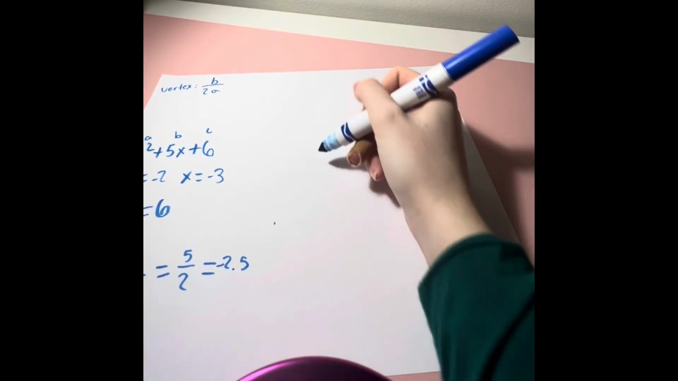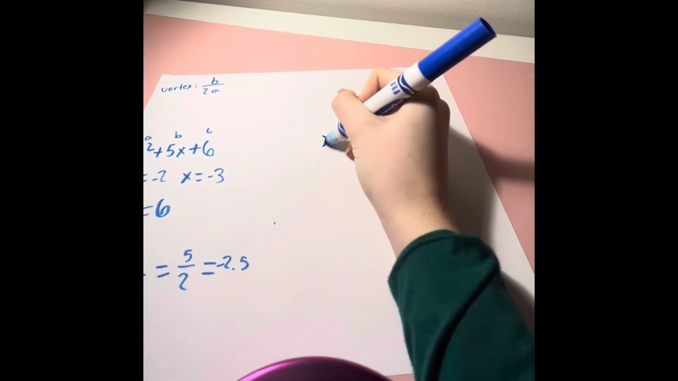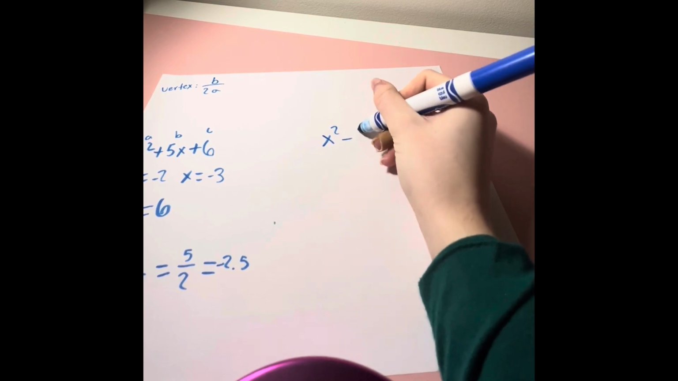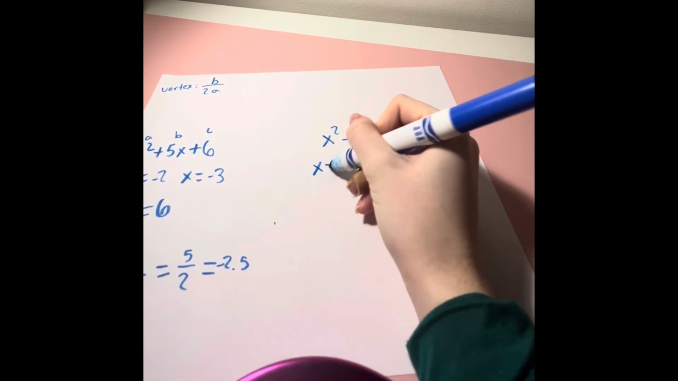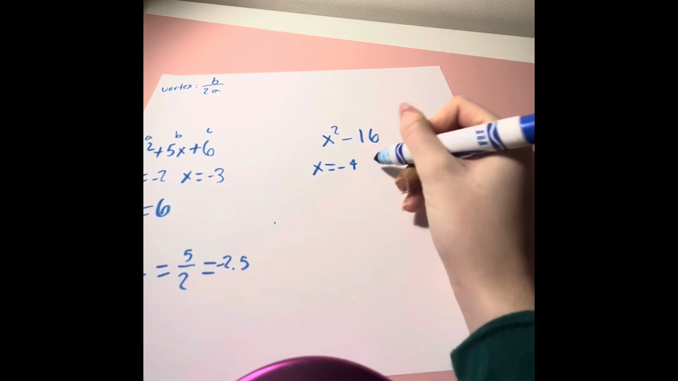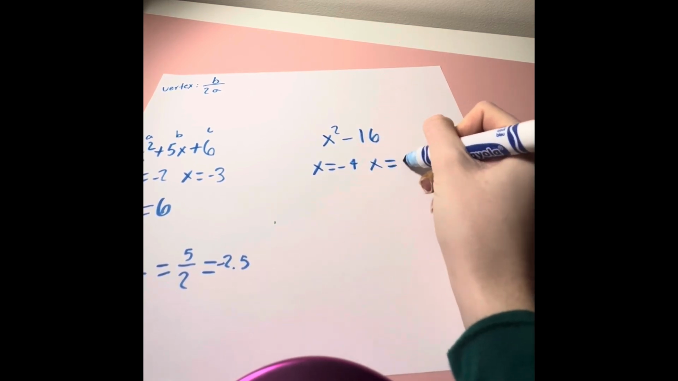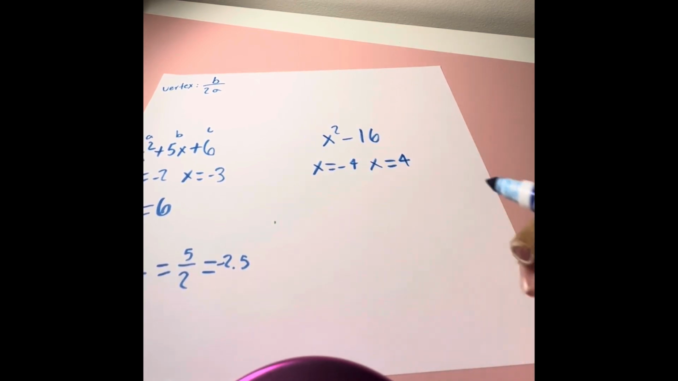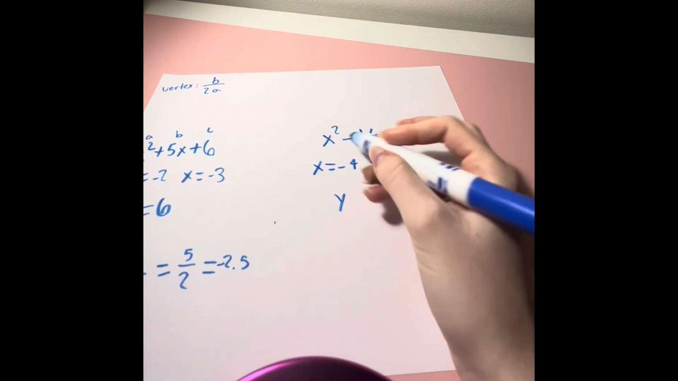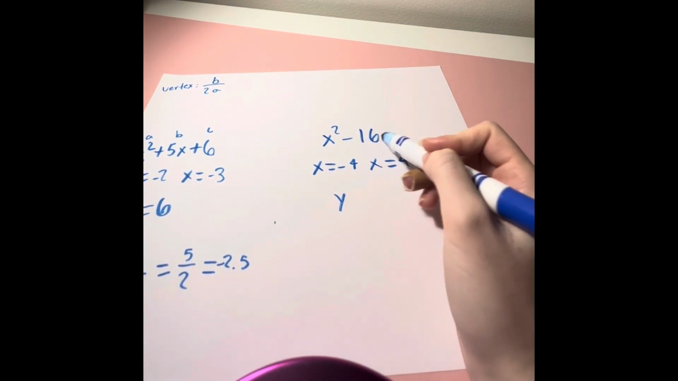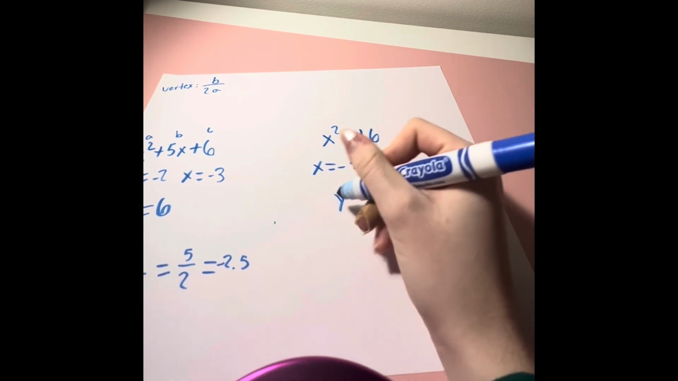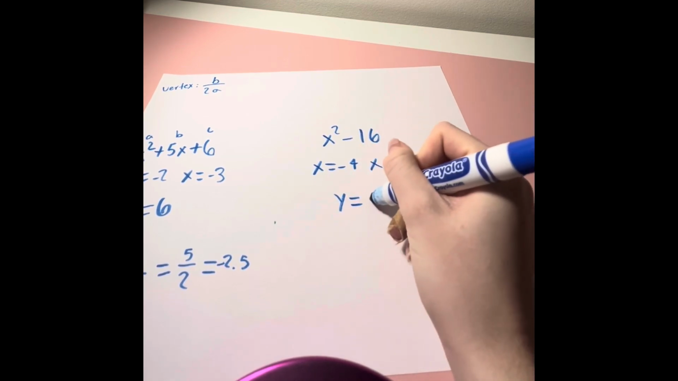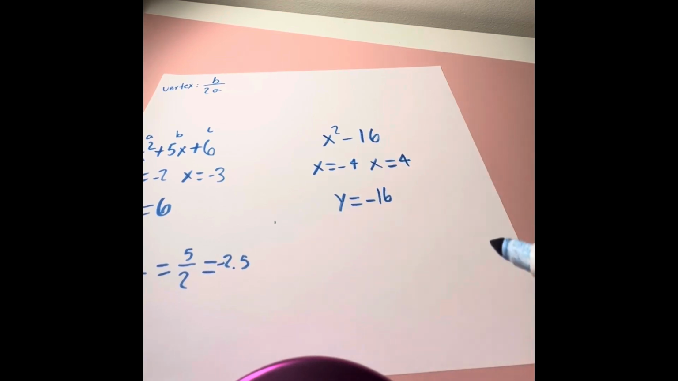Next we'll do the equation x squared minus 16. As earlier, we found that we had an x-intercept equal to -4 and an x equal to 4. In this one, our y-intercept is once again going to be the one without the x. So that's just going to be y equals -16.